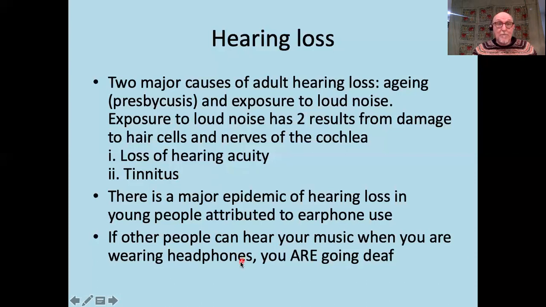And the rule, if you're listening to earphones, if you're wearing headphones, especially buds that go into your ear, if other people can hear your music, you are going deaf. Your music is too loud. You're going deaf. You're actually damaging your ears. That is what the hearing specialists say.